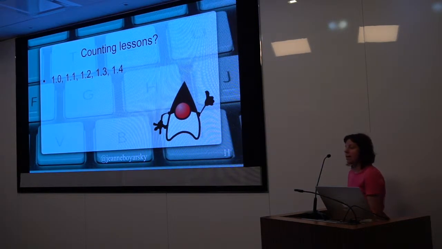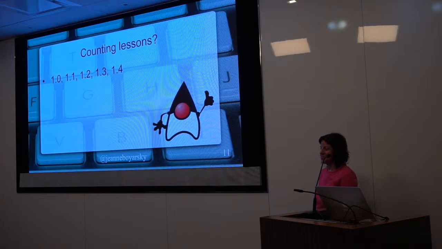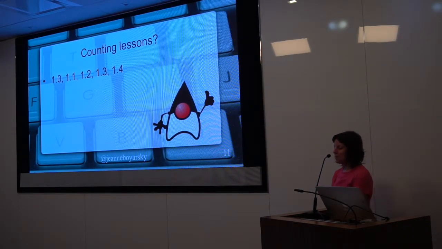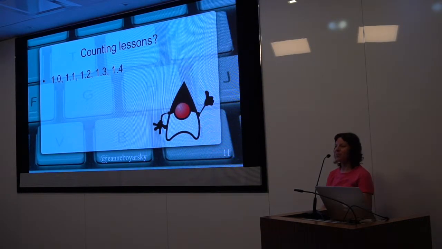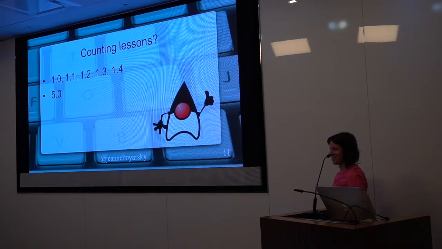Duke also learned how to count as a little kid. Duke learned how to count in decimal. 1, 1.0, 1.1, 1.2, 1.3, 1.4. Does anyone know what's next? 5.0. Yes, 5.0, because that's how we count.